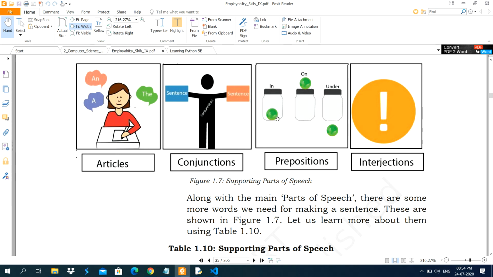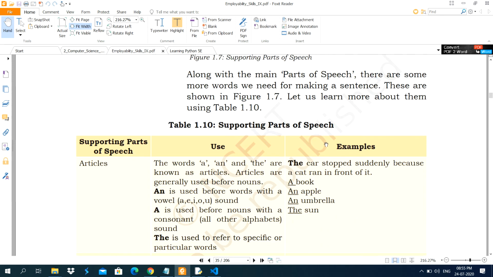In, it is inside here. On, it is on the top here. Under, it is here, and one more position here below. Next is interjection. Interjection means it is used with an exclamation mark.